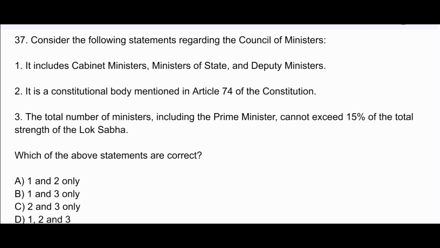The next question: consider the following statements regarding the Council of Ministers. 1. It includes cabinet ministers, ministers of state, and deputy ministers. 2. It is a constitutional body mentioned in Article 74 of the Constitution. 3. The total number of ministers, including the Prime Minister, cannot exceed 15% of the total strength of the Lok Sabha. Which of the above statements are correct?